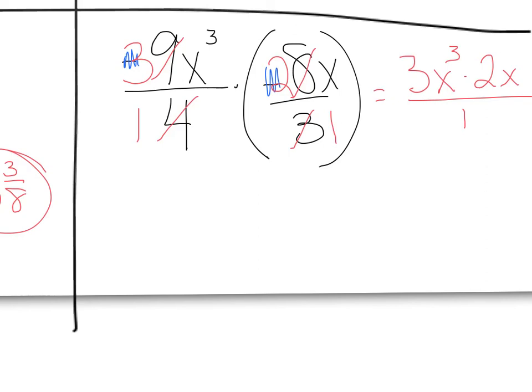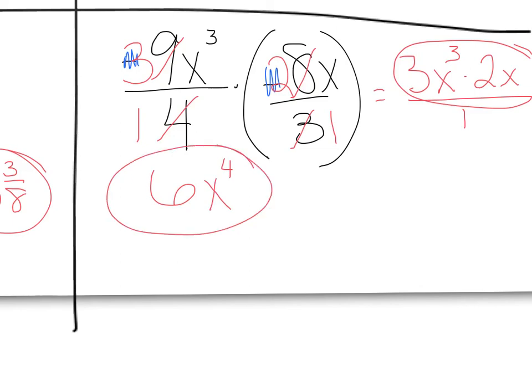And I want to make sure I simplify this as much as I can. 3x to the third times 2x. I can take the 3 times 2, which gives me 6. x to the third times x gives me x to the fourth. So my answer would be 6x to the fourth.